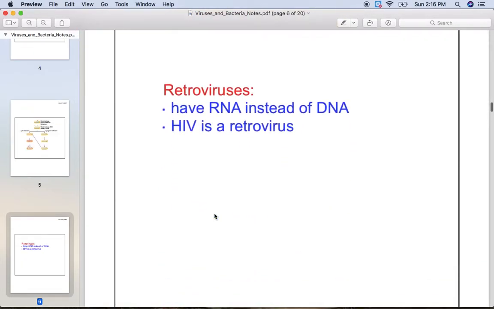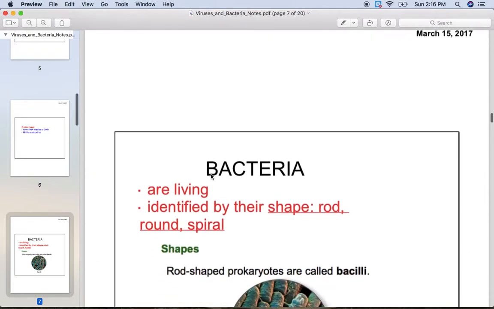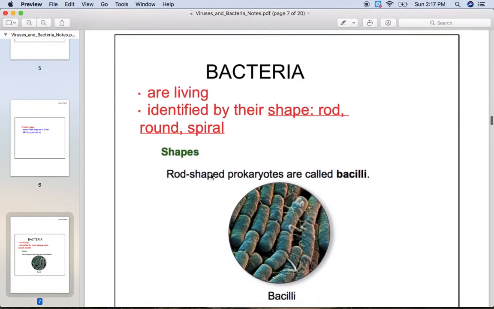If you've ever heard the term retrovirus, a retrovirus has RNA in it instead of DNA, and HIV is a retrovirus, which is one of the things that makes it so difficult to have a vaccine for or a cure for. So that's viruses, and they are not really living, but they're not really not living.